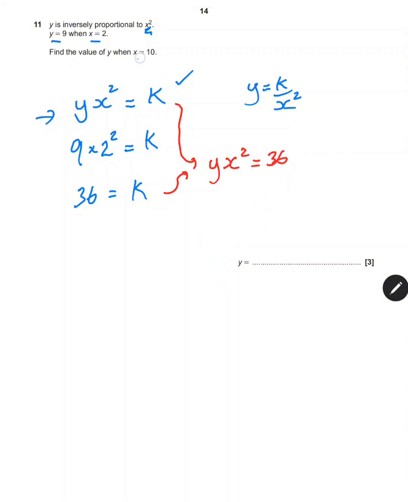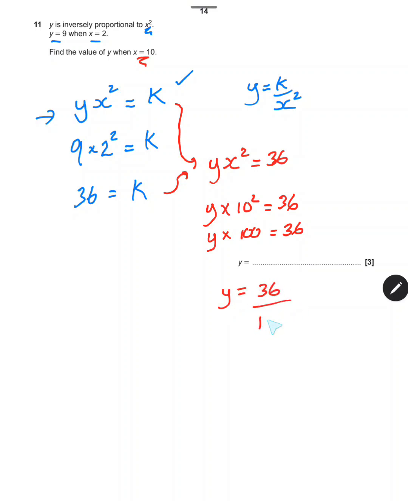And it says find the value of y when x equals 10. So x is now 10. y times 10 squared equals 36. That becomes y times 100 is 36. So y is going to be 36 divided by 100. Well, 36 divided by 10 is 3.6. Divided by 100 would be 0.36.